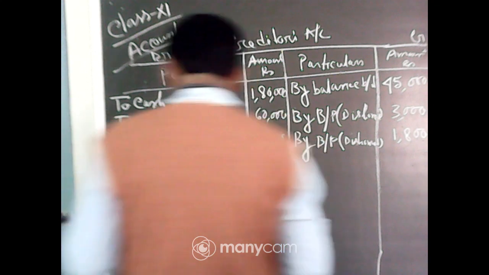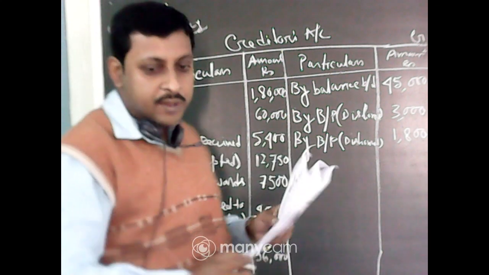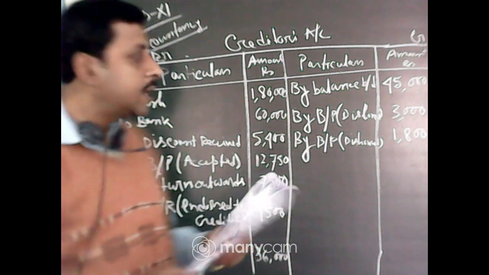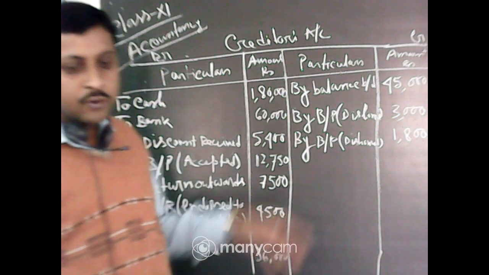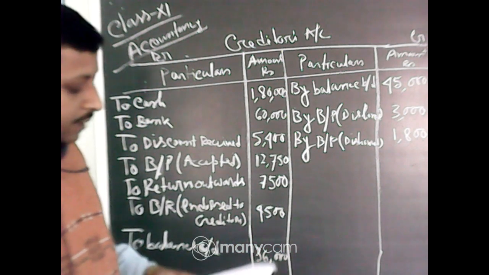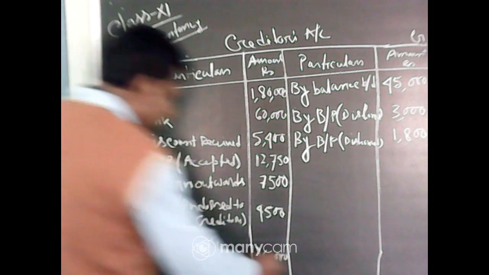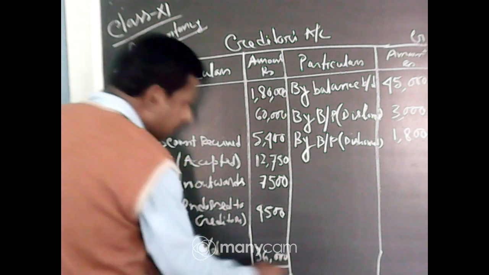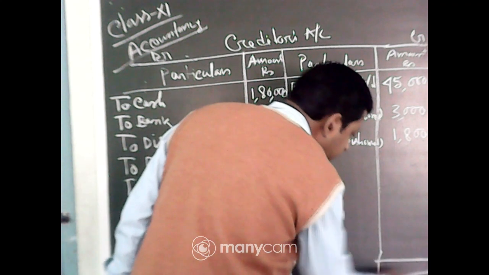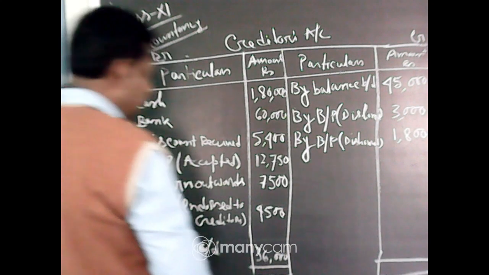Now return inwards. Return inwards means that is sales return. In case of creditor's account, there is no concept of sales, so that will not come to the creditor's account. Now we have to find out the balancing figure.